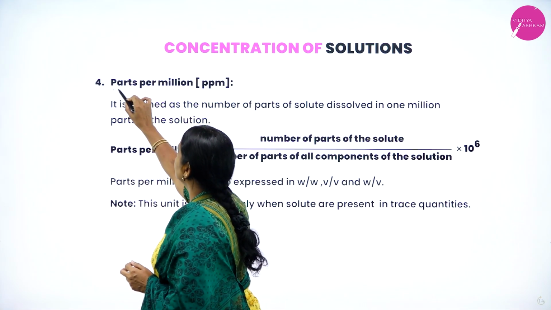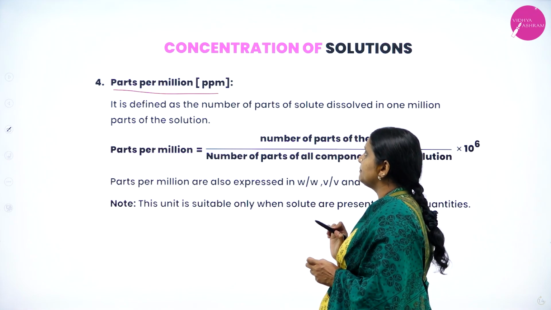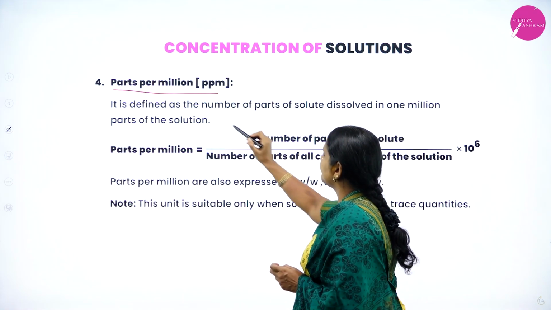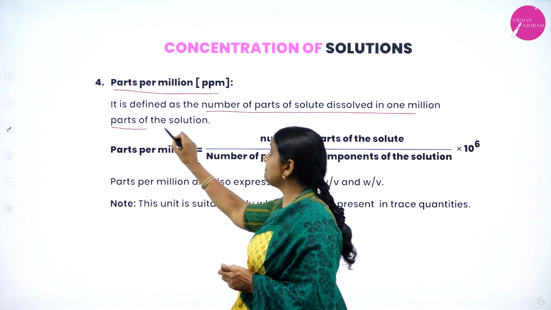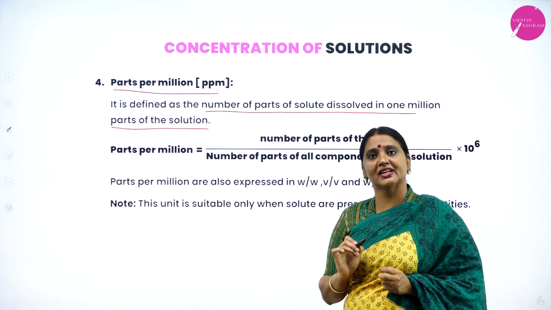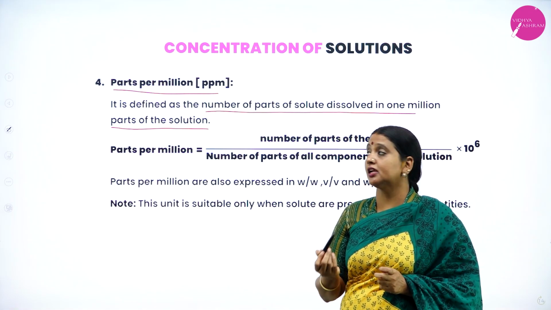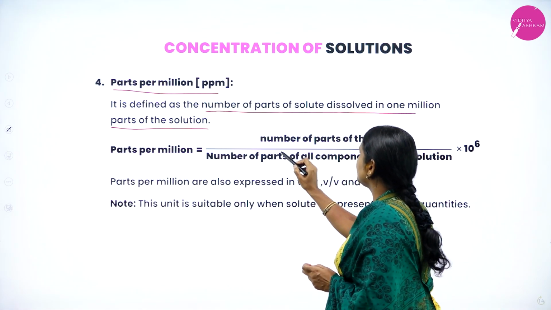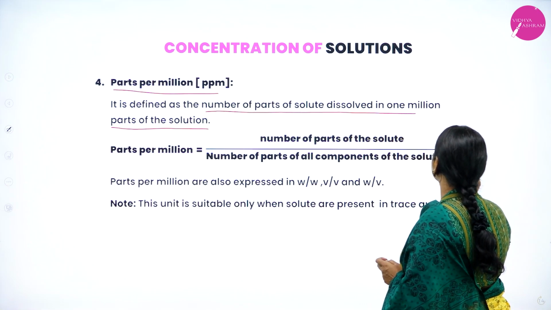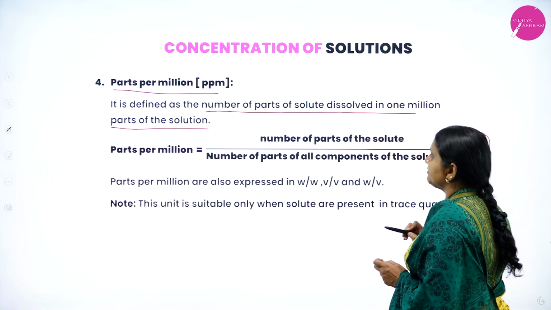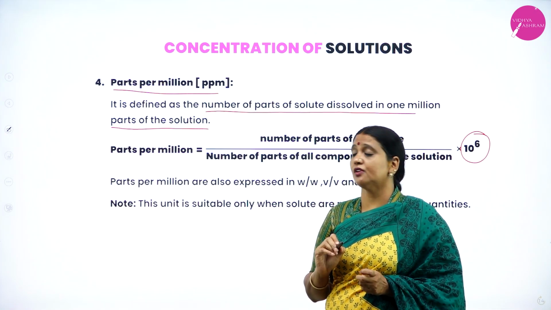Fourth unit which is used to express concentration: parts per million, that is ppm. It is defined as the number of parts of solute dissolved in 1 million parts of the solution. That is, the solution is very, very dilute. What's the part of the solution? The part of the solution is 10 to the power of 6. So, parts per million is equal to number of parts of the solute divided by number of parts of all the components of the solution into 10 to the power of 6, because solvent or solution you have to express in terms of million.